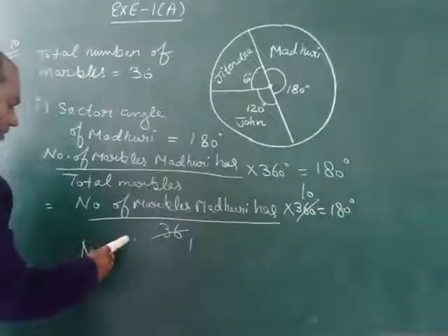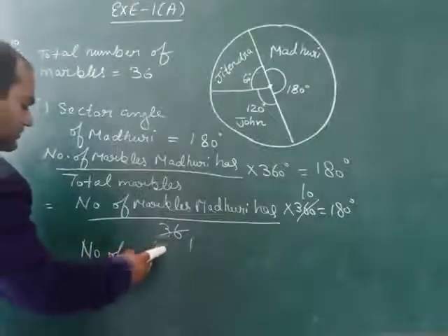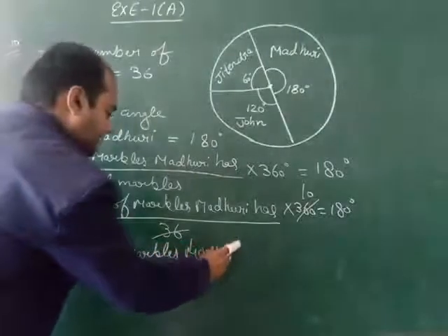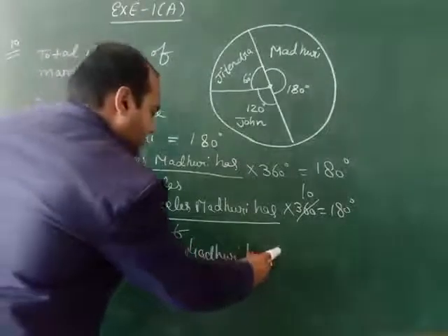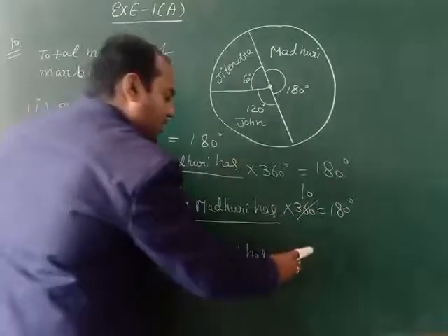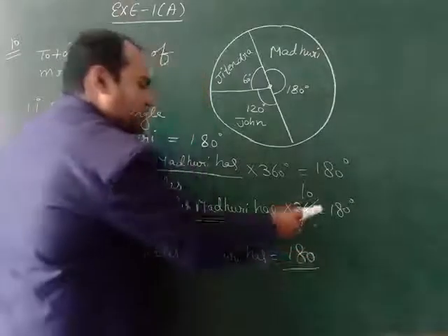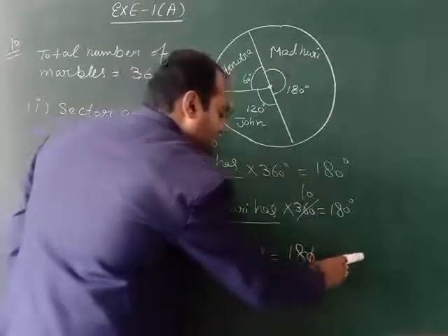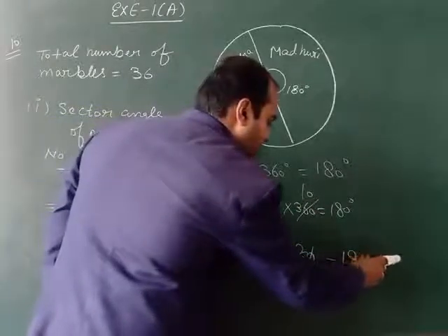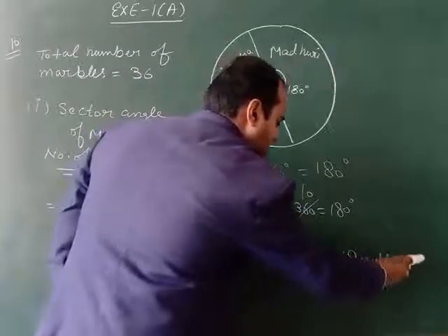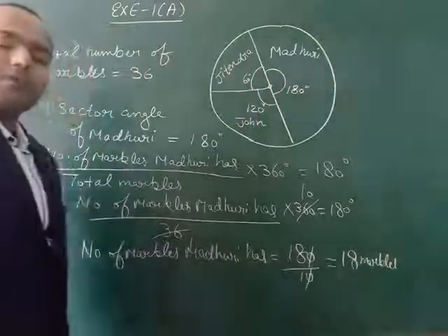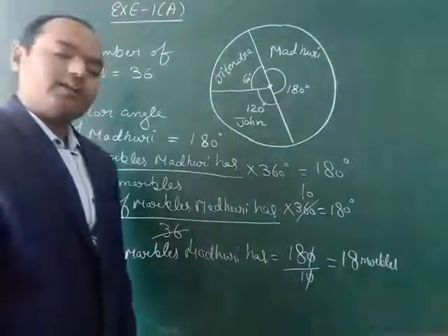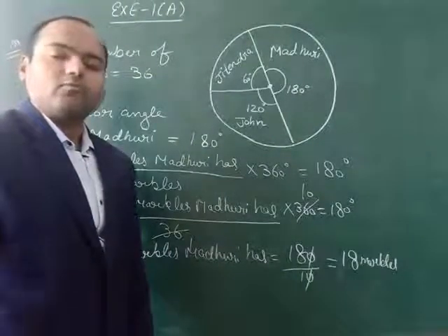So number of marbles Madhuri has is equal to 180 divided by 10. This 10 is in multiply, on the right side it will be in divide. So on cancelling it we will get 18 marbles. So here we got the number of marbles that Madhuri has. She has 18 marbles. So like this we have to do part number first.